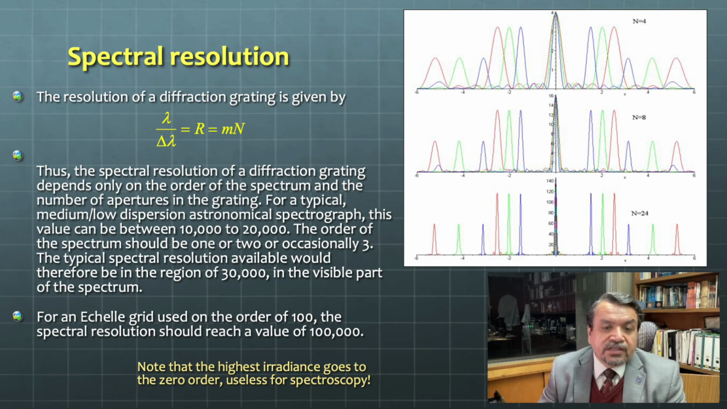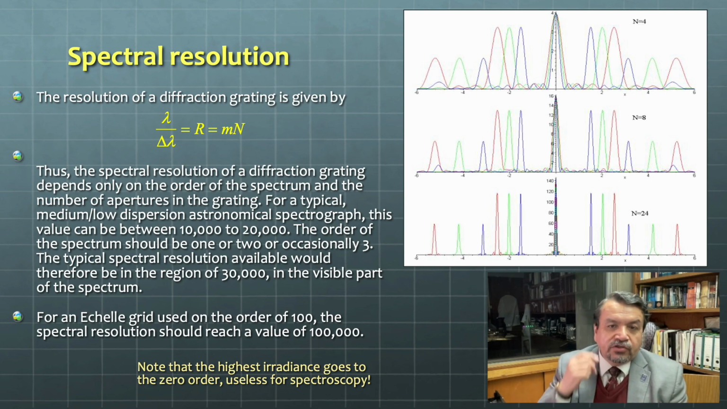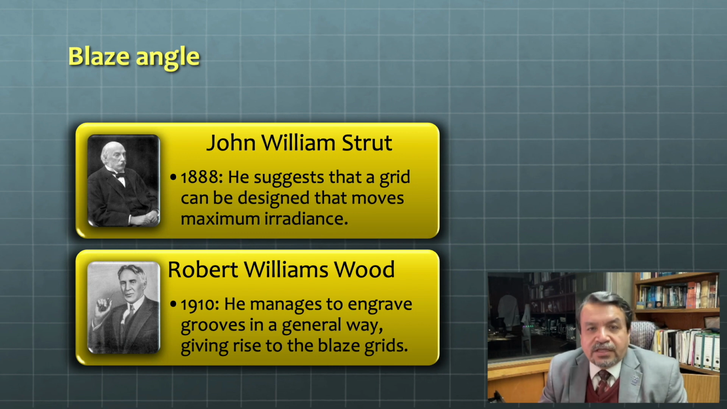For example, an Echelle grating in order 100 achieves a spectral resolution of 100K. Therefore, let's contemplate the vast array of possibilities that would be at our disposal if we were to have a resolution of 100,000. Another very interesting thing is the blaze angle.